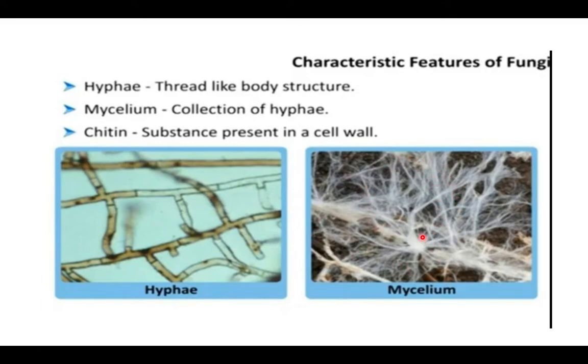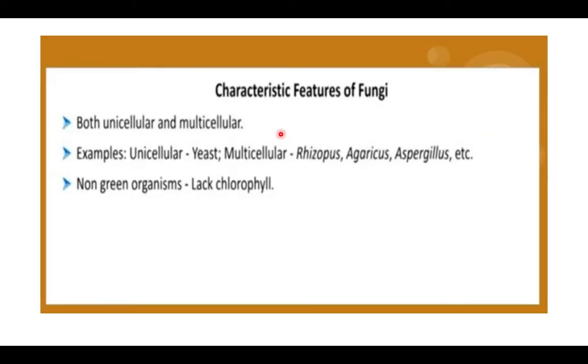Mycelium. And the cell wall is made up of what? Chitin. So cell wall is made up of what? Chitin. And I already told you this fungi comes under both unicellular and multicellular. Unicellular means single celled organism. Multicellular means many cells are present.